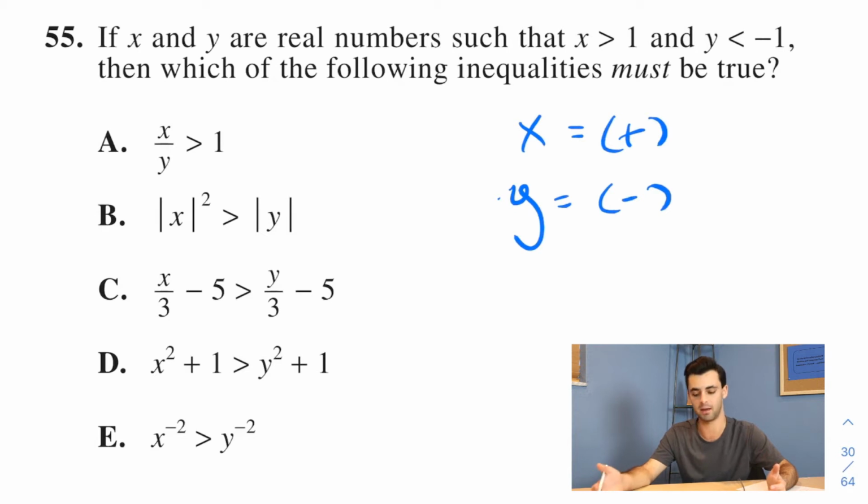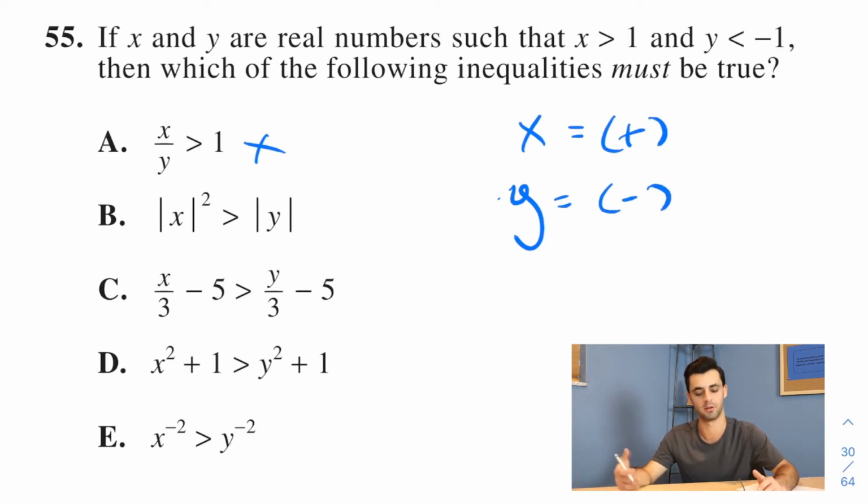Looking at answer choice A, if we have a positive number divided by a negative number, that would be negative, so it can't be greater than 1, so that is incorrect. If we look at B, that's referring to the absolute value of the numbers, and that does not have to be true. Taking a look at x equaling 2 and y being -100, you can see that that would be false. 2 squared is 4, which is not greater than the absolute value of -100, which is just 100.